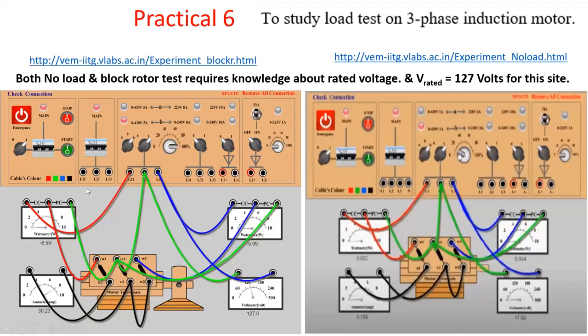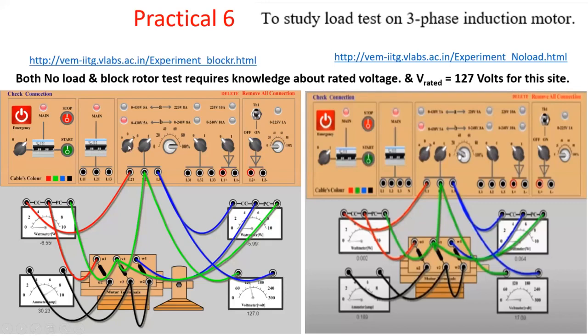After making connections, you have to click this check connection. If your connections are okay, then it will tell you, yes, it is a star connection you have made. That means all the connections are good. So you can turn on the switch. Now after that, you can switch on this switch number one. Then this MCB you have to turn on. Then press this start and press this MCB 2 on.